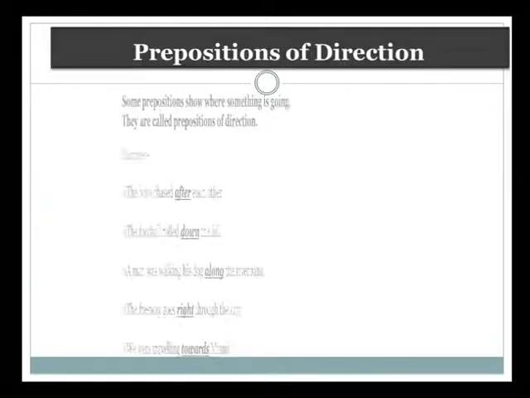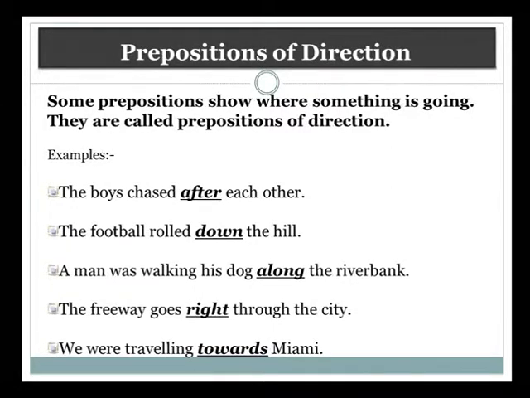Now the third category. After learning prepositions of place and prepositions of time, we've come to the third category, which is the prepositions of direction. These prepositions show where something is going. Remember, they would always indicate a direction. They are not the same as prepositions of place. Prepositions of place indicated a particular place where the job is to be done. Prepositions of direction, on the other hand, would indicate a direction where something is going.